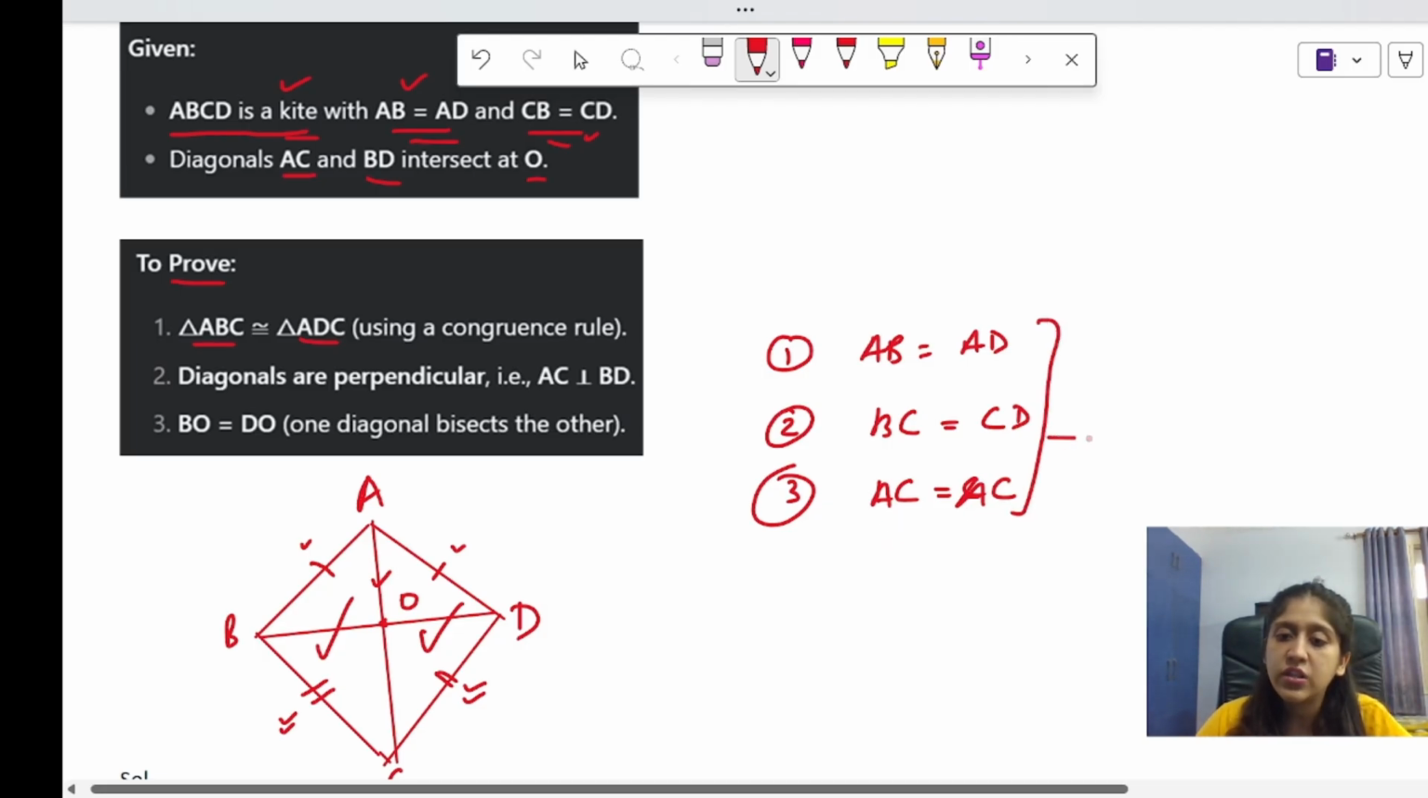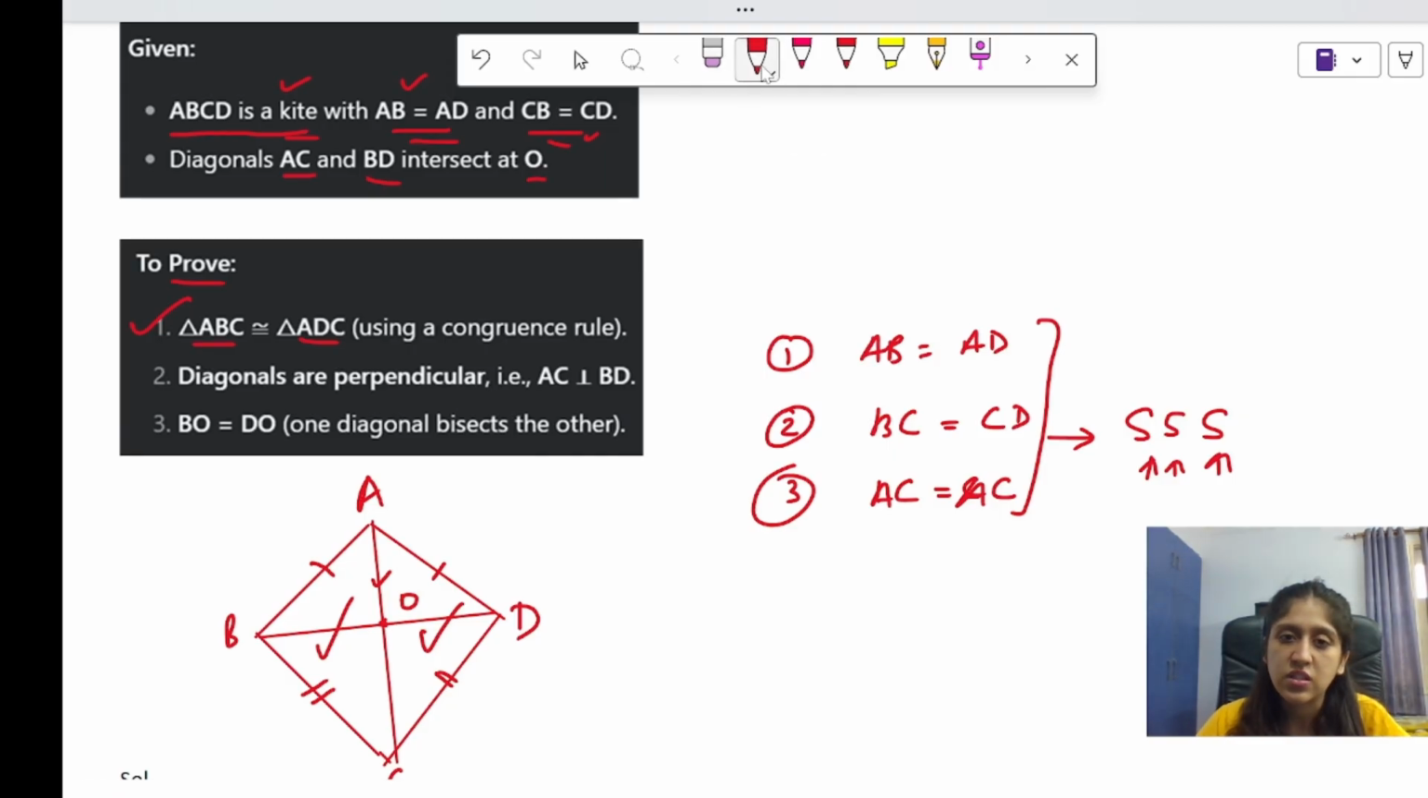Which rule is applying? All these three sides are equal. What is the rule? SSS. So by SSS rule, we have proved that the two triangles are congruent. So our first part is done. Let me remove the outer ticks and keep the inner ones, otherwise the diagram will vanish.